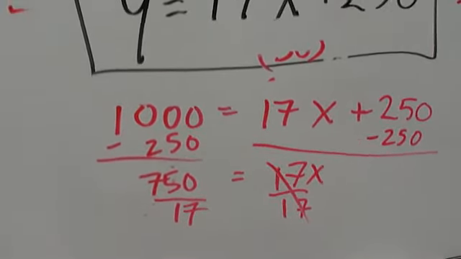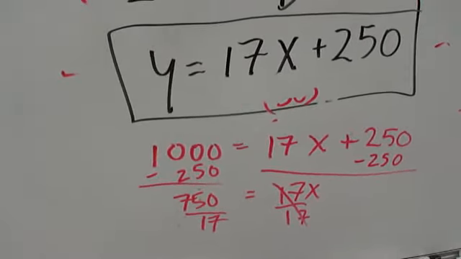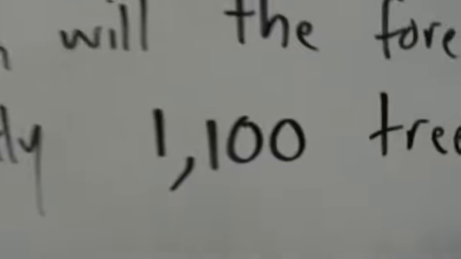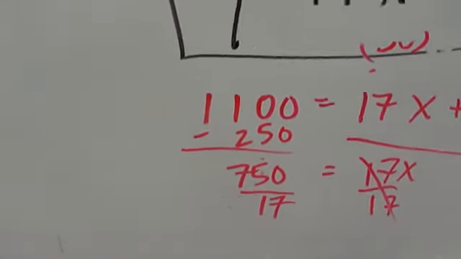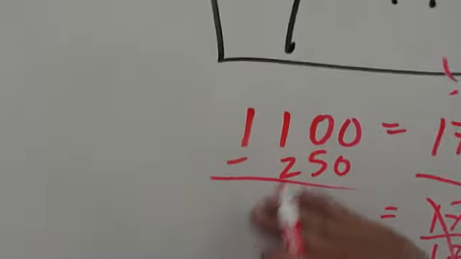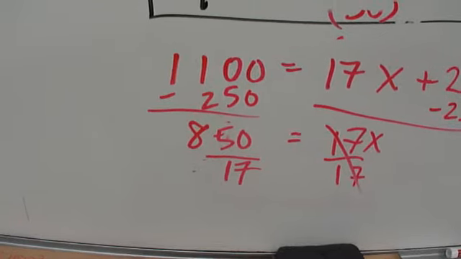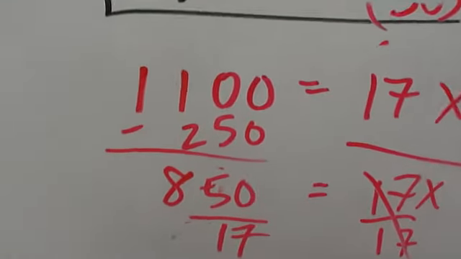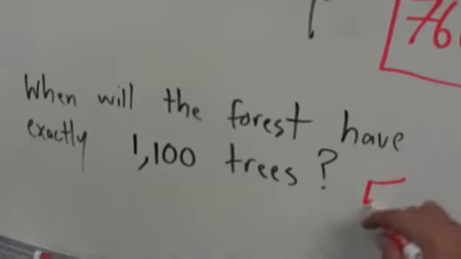750 divided by 17 equals 44.117. Okay, guys, we got a little problem because that's a decimal. We wanted an exact number of trees. So, oh, you know what? I read the problem wrong. It doesn't say 1,000, it says exactly 1,100 trees. So that's not going to be 750. That's going to be 850 divided by 17. Sorry about that. Thank you for your patience. 850 divided by 17 equals 50. So x is a nice even 50 days. So the answer is 50 days.